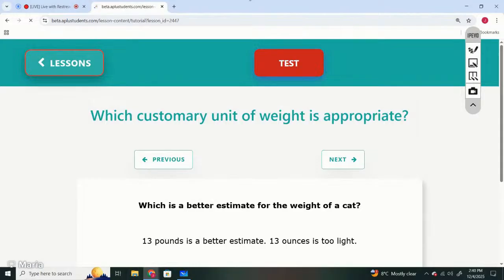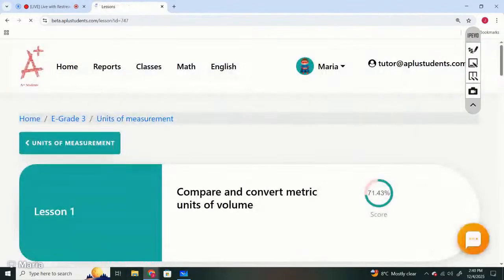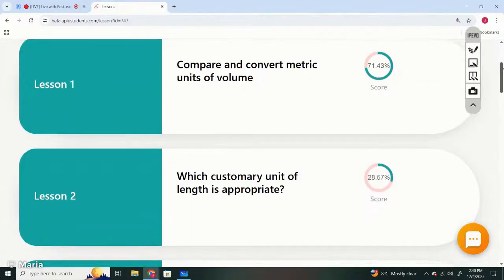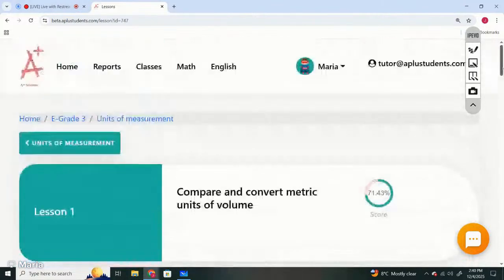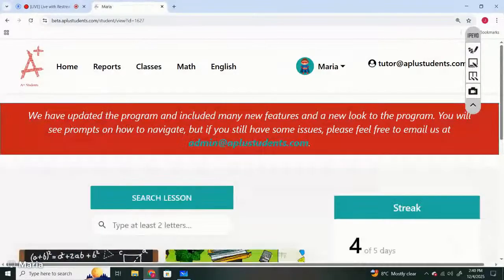So, we were working on grade 3 math, checking on units of measurements. The lessons we have covered today are compare and convert metric units of volume, which customary unit of length is appropriate, compare and convert metric units of weight, and which customary unit of weight is appropriate. So please make sure before the next session you complete all the questions for the lessons you just did. That is your homework until next session.